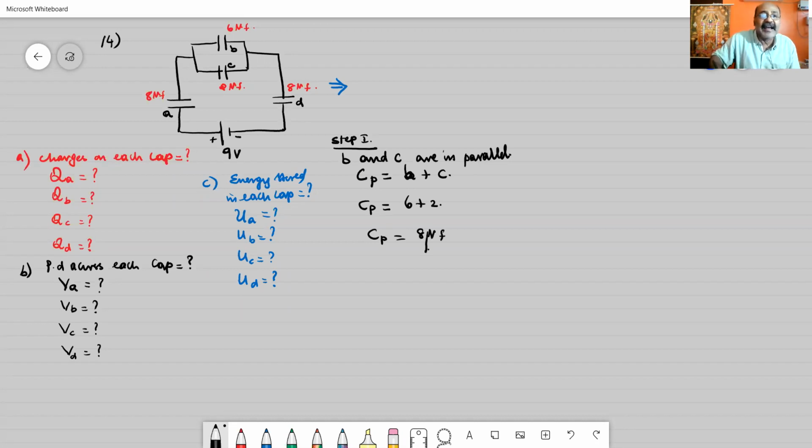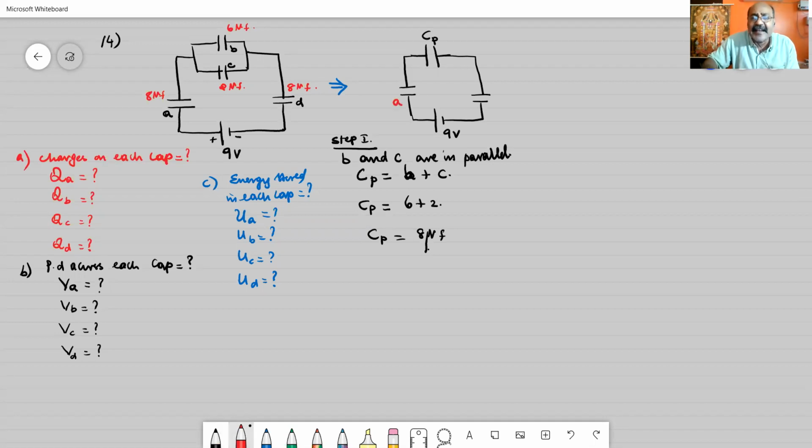So how can I simplify this diagram? Instead of B and C, I am putting a single capacitor representing CP. Then to this CP, we are connecting A, and here I am connecting D. And this is connected to 9 volt. So this is A, this is CP, this is D. A is 8 microfarad, CP is another 8 microfarad, and D is another 8 microfarad.